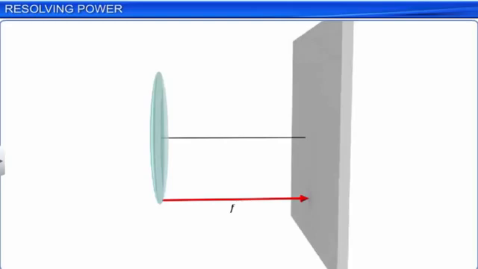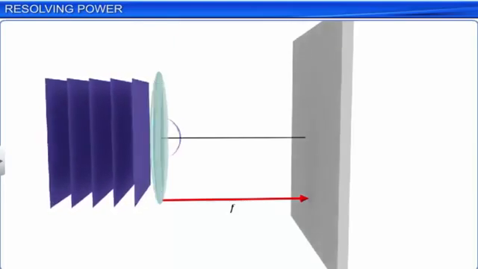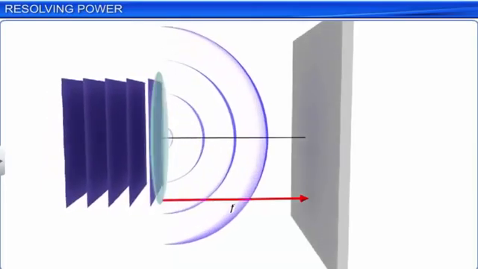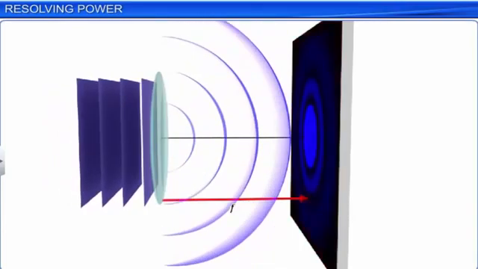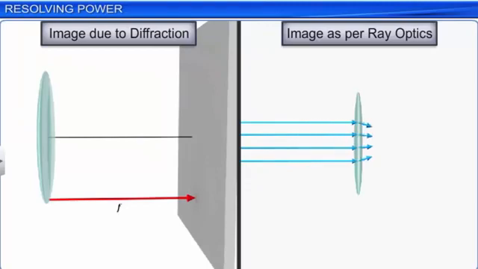If plane wavefronts of light from a distant point object are incident on the converging lens, then the image formed is a diffraction pattern consisting of a central bright disk encircling bright and dark rings. This contradicts the assumption we made in ray optics. In ray optics, we assumed that a converging lens focuses light from a distant point object to form a point image on its focal plane.